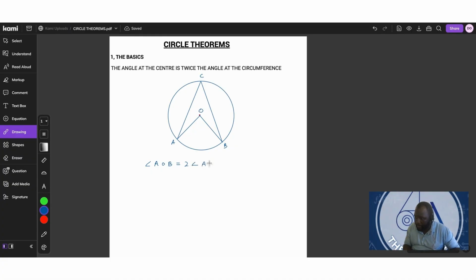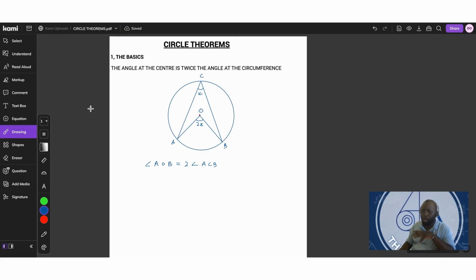You notice what has changed? What has changed is O to C. Where the angle starts and where the angle ends remains the same. Such that if this angle here is 2x, then this angle here is x. So one angle is 2x and the other one is x. This is the first of the easy angles, and it tells you that the angle at the center is twice the angle at the circumference. So that is the first one.